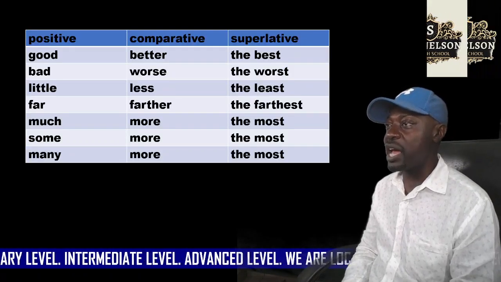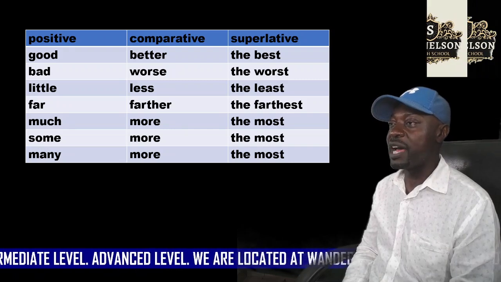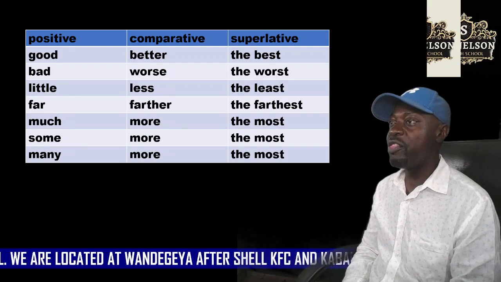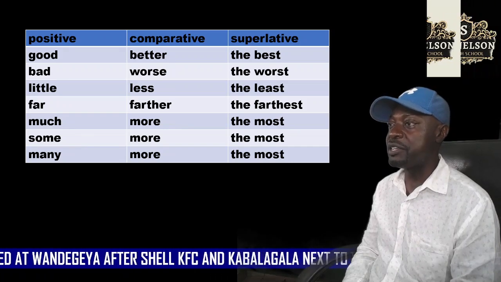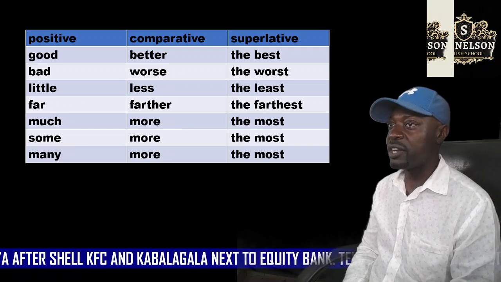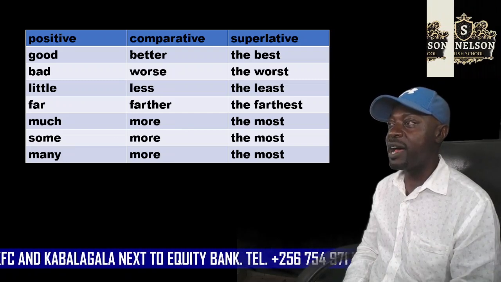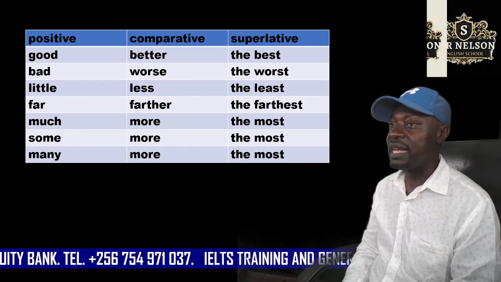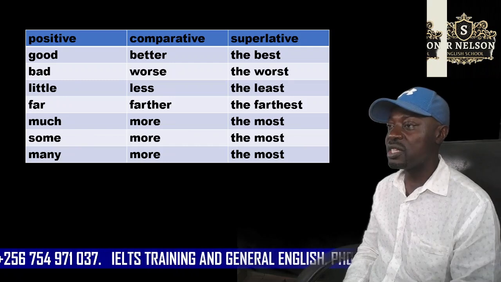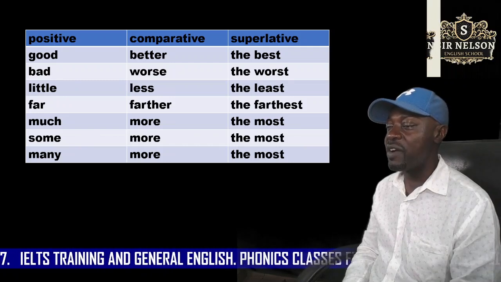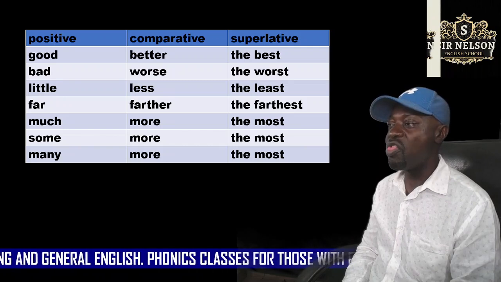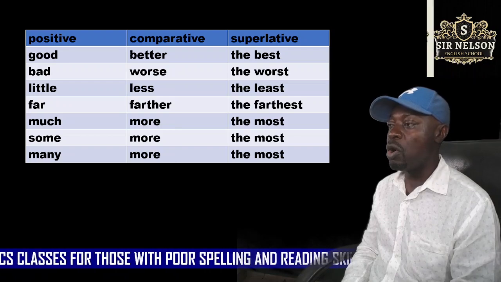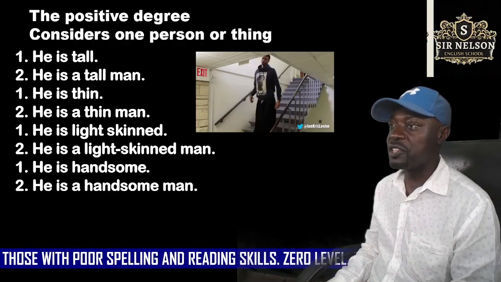These are irregular comparatives. We don't add er or est, but they form their comparative and superlative in an irregular way. For example, good, better, the best. Bad, worse, the worst. Little, less, the least. Far, farther, the farthest. Much, more, the most. Some, more, the most. Many, more, the most. You have to memorize this.